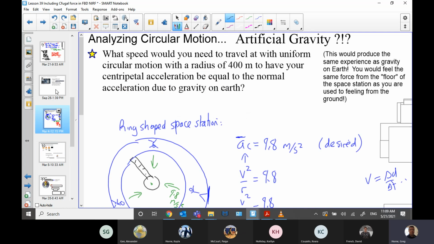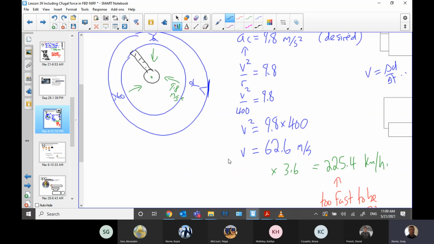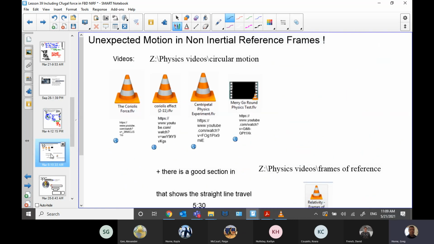Questions at this point? So artificial gravity makes sense. Very understandable. We can calculate numbers even to do with it, so you can do that on assignments, tests, quizzes, whatever. All right, so other effects.